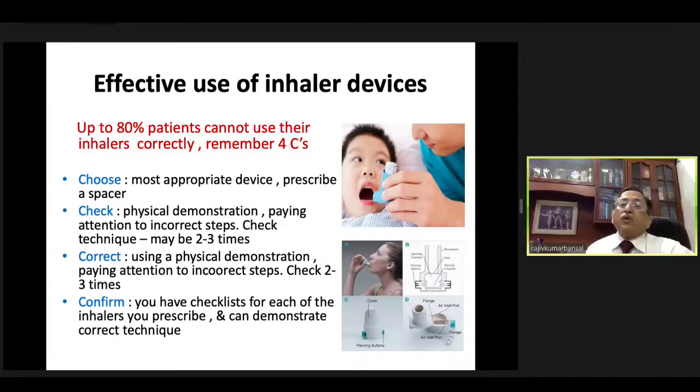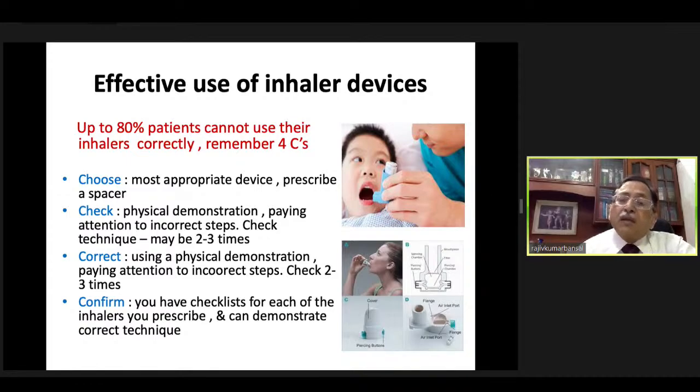So for effective use of inhaler devices, remember that up to 80% of patients cannot use inhalers correctly, and one needs to remember the 4 C's. In the OPD, one needs to choose the most appropriate device and prescribe a spacer to all patients. See in this picture, you can see the mother is trying to give the inhaler directly into the mouth of the child.